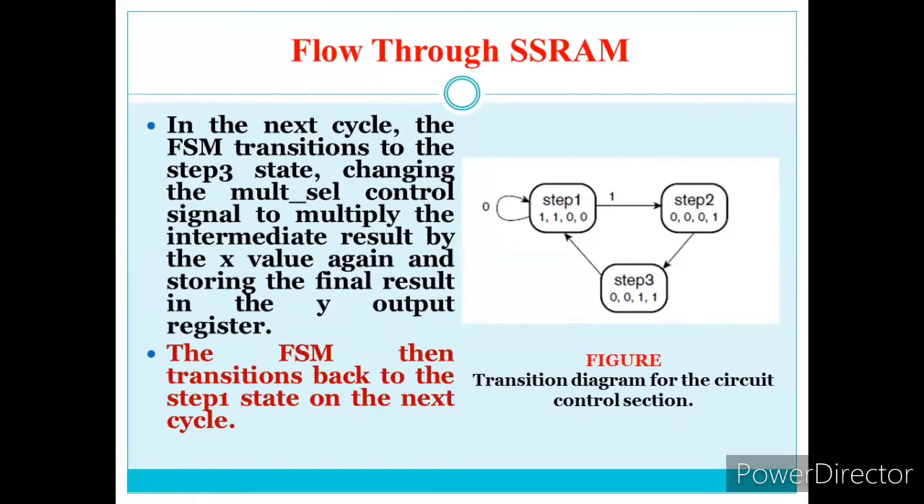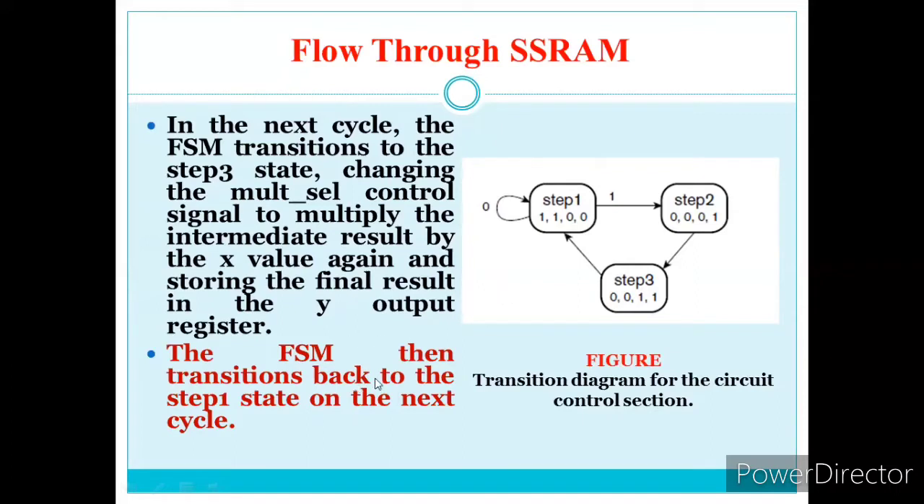Okay, and in step 3, what happens is that we have to change the select line. If you observe the third bit in state 3, it is becoming 1. Once this becomes 1, it receives the new data. There is an x value, and it multiplies with the previous result of y and stores it in the output y. So in this way, it is performing the operation of the given multiplier.